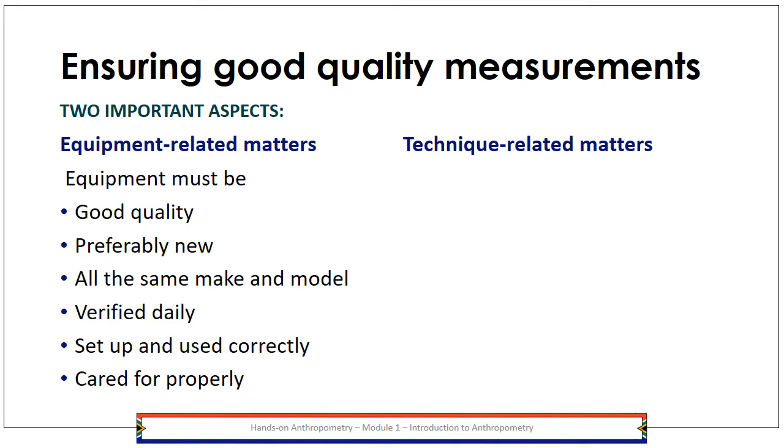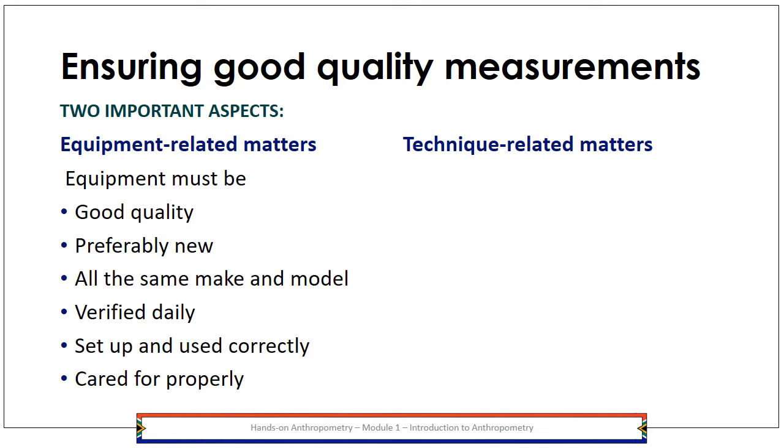For example, if scales are handled roughly, it can damage the spring, which would affect the scale's ability to weigh accurately. All of these factors, taken together, help to ensure that no errors creep in due to our equipment.